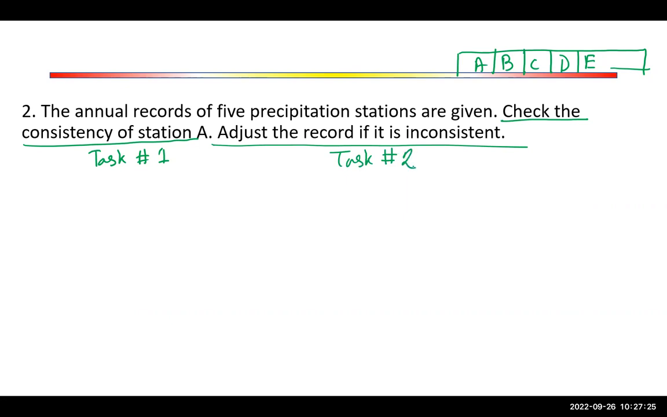Now, I may mess with you during the test. I may give you a perfect set of data without any inconsistency. Then you don't need to do task 2. Your only task 1 will be, you will plot that. And if you see there is only one slope, you will just say that there was no inconsistency, right? So you may have one task or you may have both, task 1 and task 2.